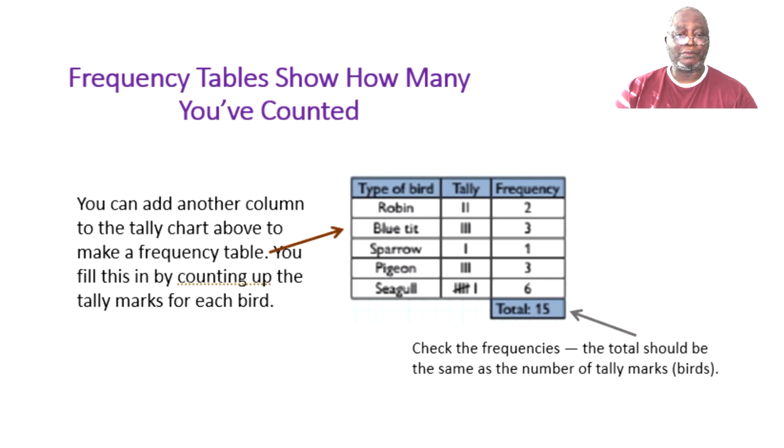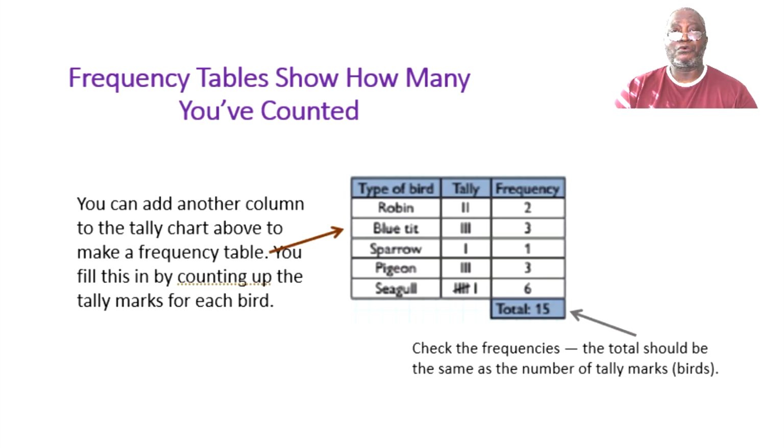You fill this in by counting up the tally marks of each bird. So whilst we've done the tally, it's not very easy to tell how many of each bird we've seen with just the tally. The tally is just a step in the right direction. But when you add the frequency column, then you can easily count the tallies and put your total.